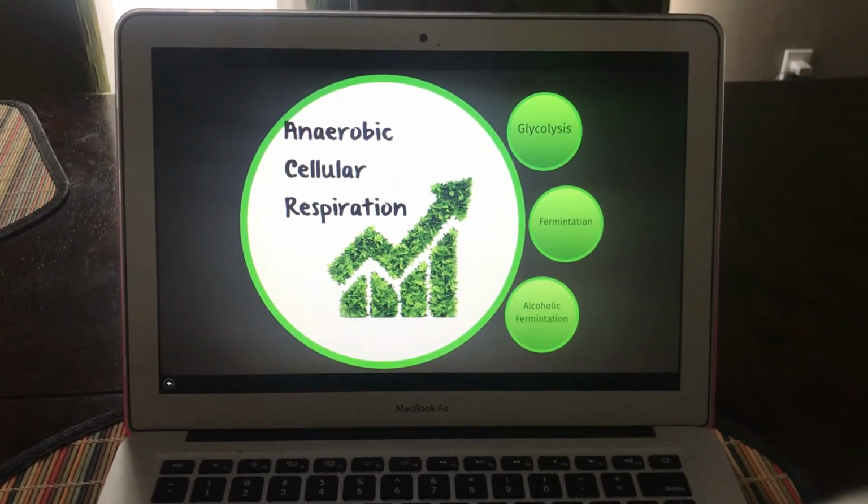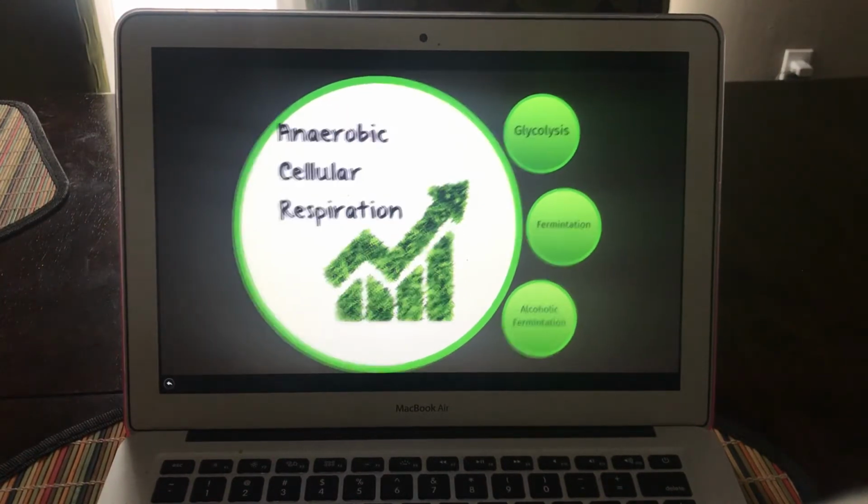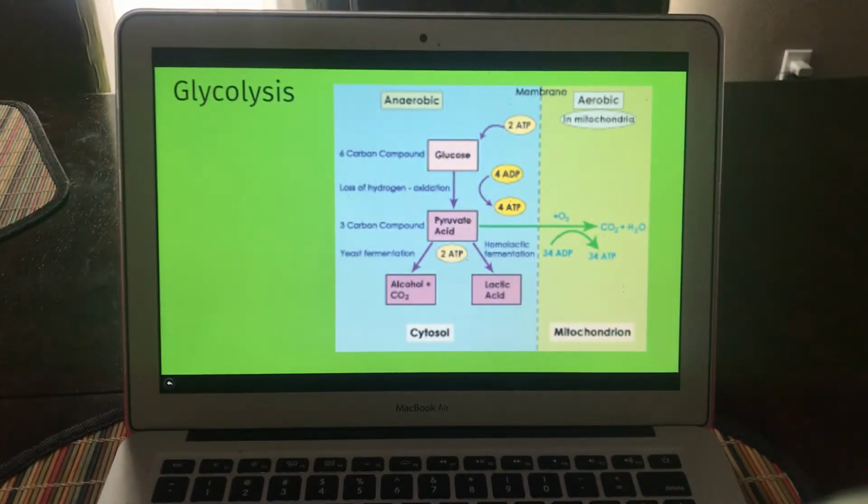In anaerobic respiration, the entire process is in the cytosol, and the only ATP is produced during glycolysis and no more in the further anaerobic stages. Glycolysis is the stage for both aerobic and anaerobic processes, and again, the molecule glucose is broken down into 2 pyruvates and 2 ATP molecules.